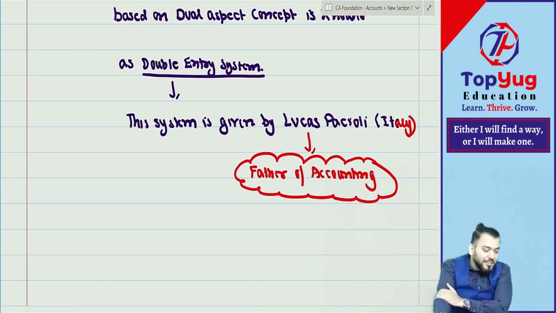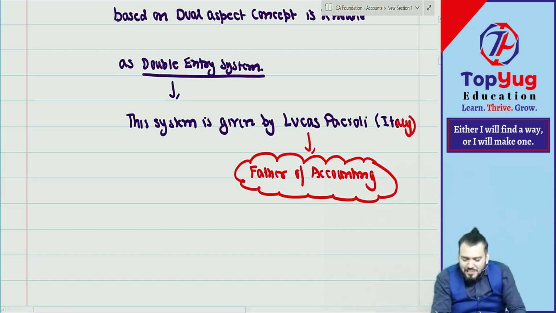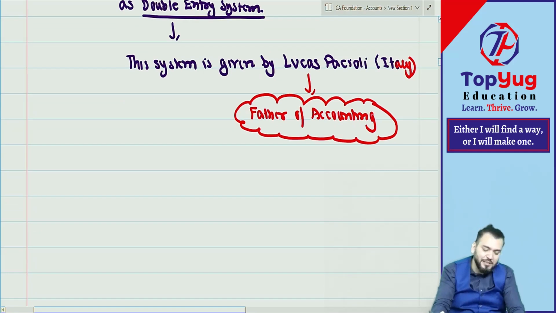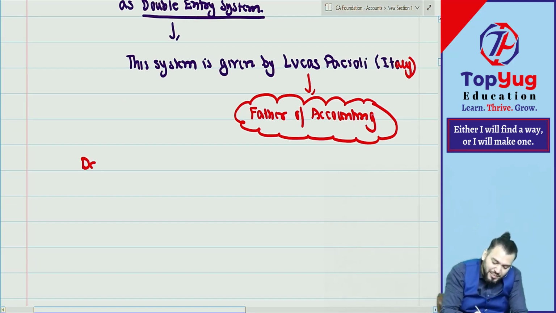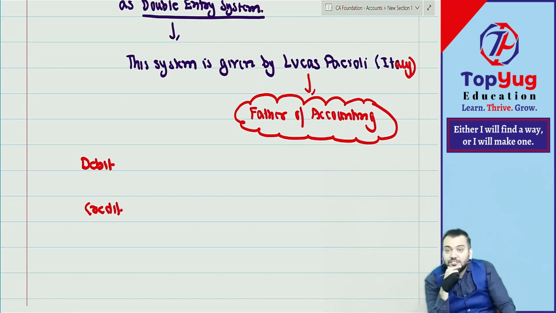Now let us come to some other part. You said, sir, dual aspect means debit and credit. So what is this debit credit? We are not able to understand, sir. You said debit, you said credit. So what is the meaning of debit? What is the meaning of credit? Are you getting that? We need to understand.